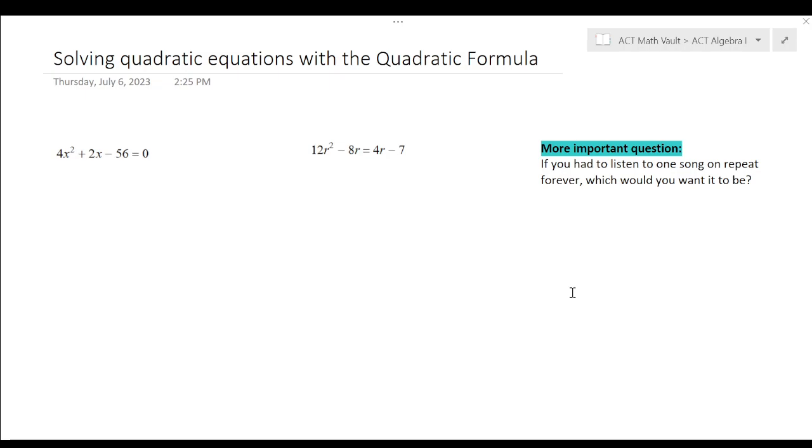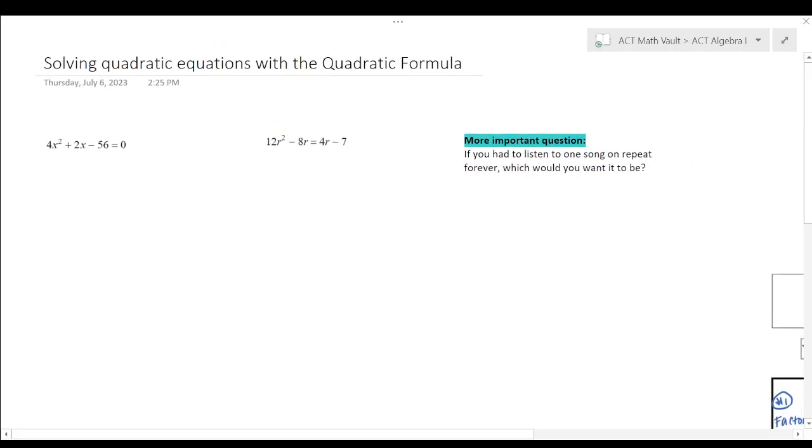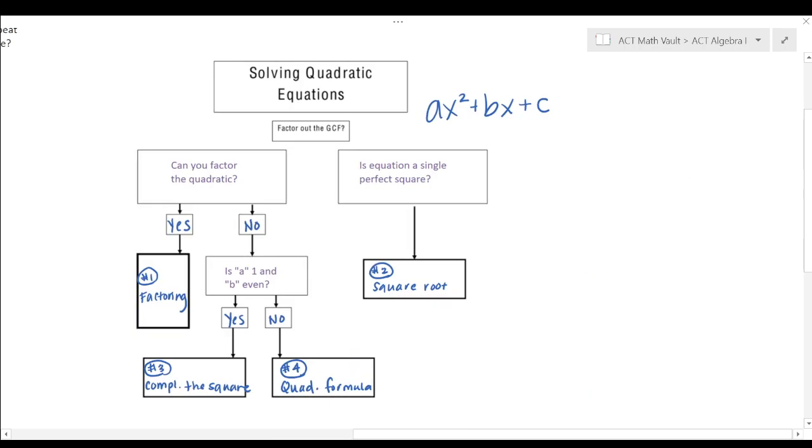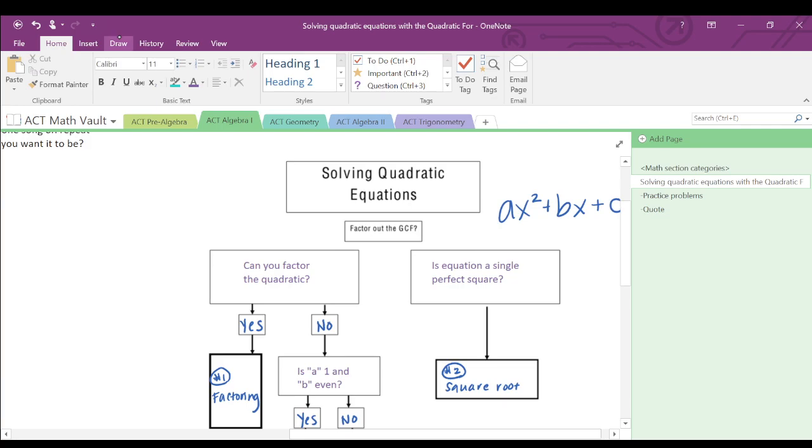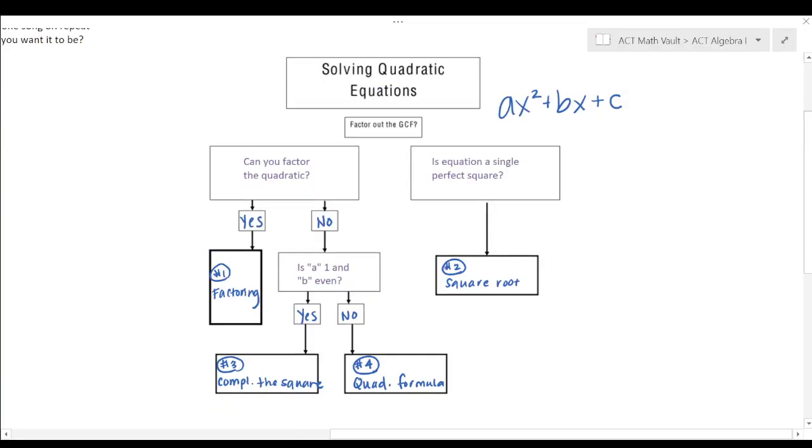So first, before we do these, I want to talk about when to use each method. I do have a video on the other three methods, but this flow chart helps you understand when to use which method. So the first question is, is there a GCF? Like, could you take a 3 out of all of the terms, the A, the B, and the C?